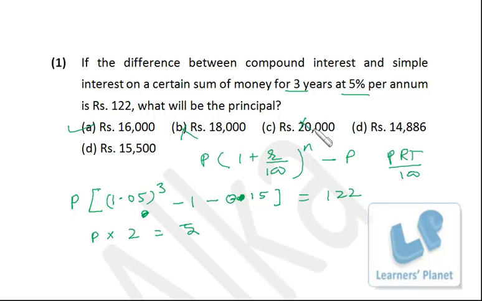2 into 2, 4. This is 8 and 1, 9. 8 and 4, 12 and 6, 18. It is a multiple of 9. 5 and 5, 10 and 1, 11. It is 2 into 2, 4. So undoubtedly this is the correct choice. No need to go for any calculation. Okay.